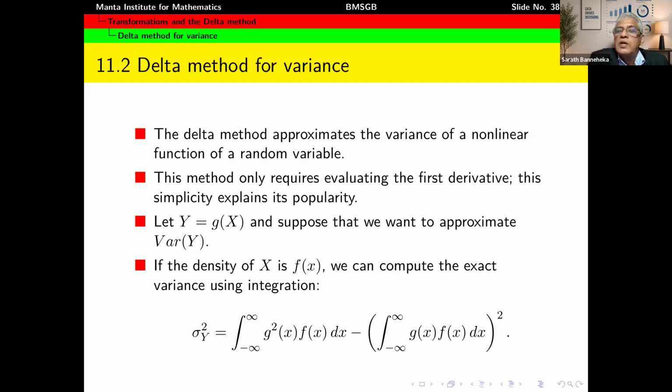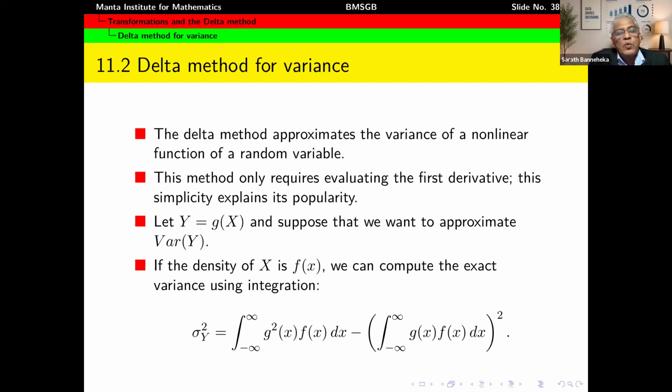So what we are going to do is get an approximate expression for the variance of that kind of g(X) transformation of X. The delta method approximates the variance of a nonlinear function of a random variable. Of course, if it's a linear function, we don't need any of these things. We can directly get the exact variance formula. This is important when the transformation is nonlinear. This method only requires evaluating the first derivative. Therefore, this method is very popular. That's why it has a name also. It's called the delta method.